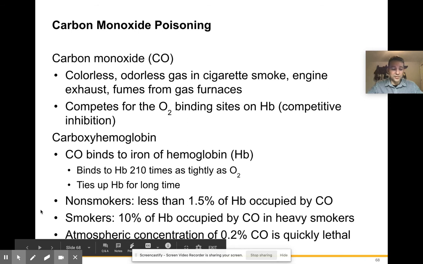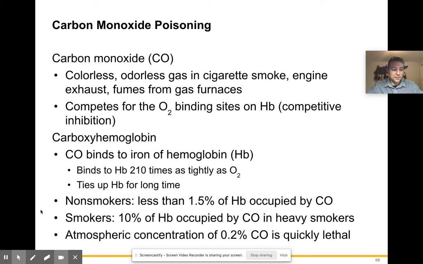Carbon monoxide poisoning. Let's talk about that a little bit. That is something that basically everyone has heard about. Carbon monoxide is CO, as opposed to carbon dioxide, which is CO2. Carbon monoxide is a colorless, odorless gas. It's found in cigarette smoke. It's found in car exhausts. It's found in the fumes from gas furnaces.